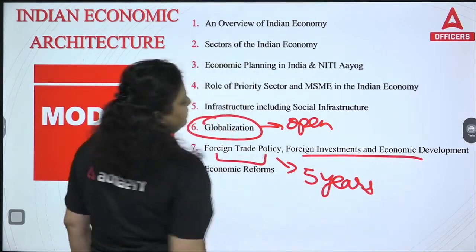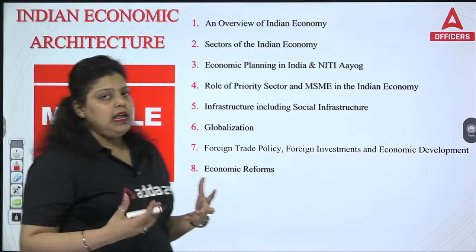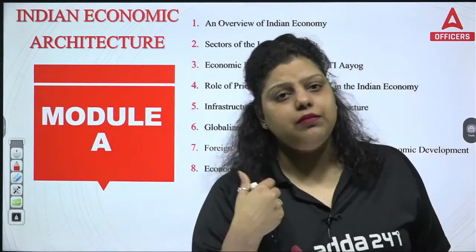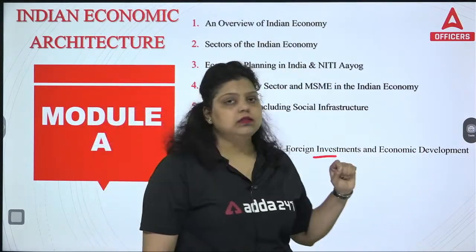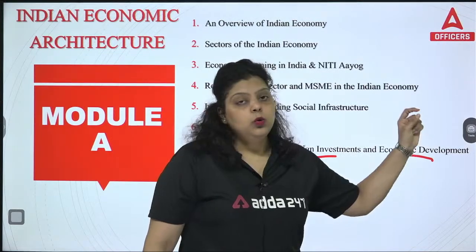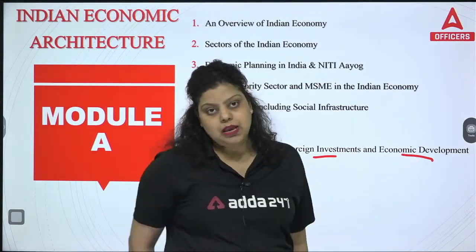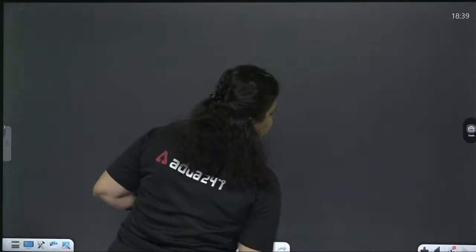Okay, then we have foreign investment and economic development. Foreign investment is of multiple types, like FDI, FII, FPI, GDR, ADR and ECB, and so on. All these are foreign investment ways. And economic development is when in the country growth plus welfare both are there in the economy. Let me tell you how to calculate economic development.